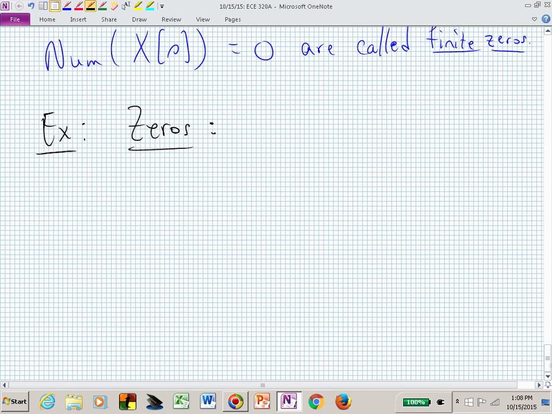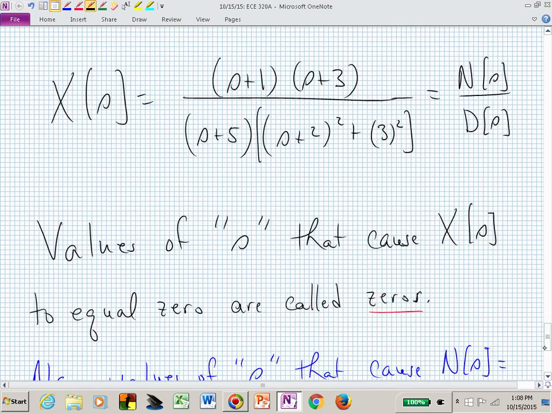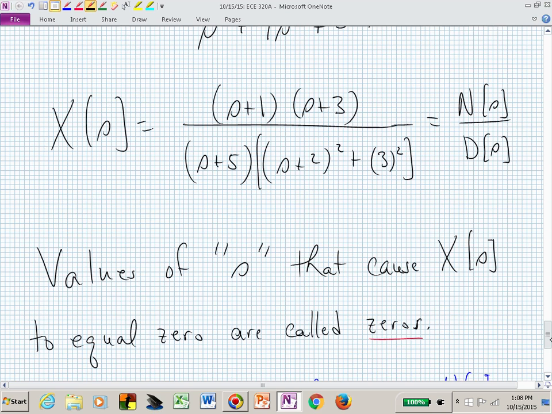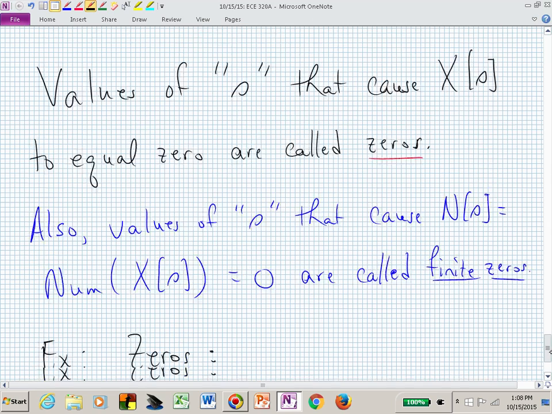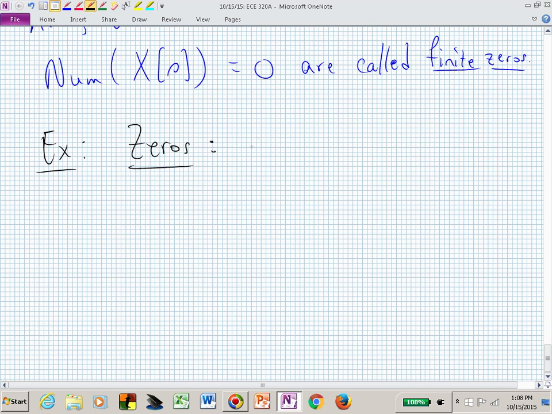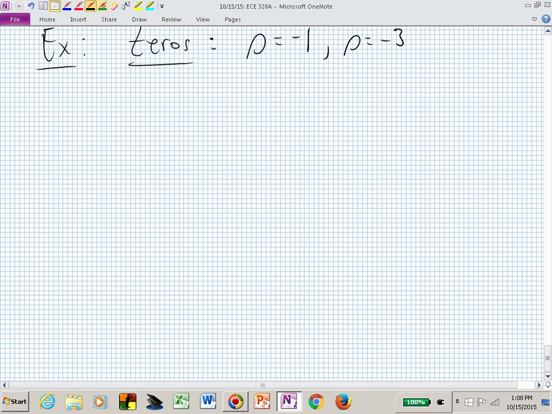Where are the finite zeros? If I can have your attention back from la-la TI land. Where are my finite zeros? -1 and -3. Let's now sketch those. So I have a zero at -1 and a zero at -3.